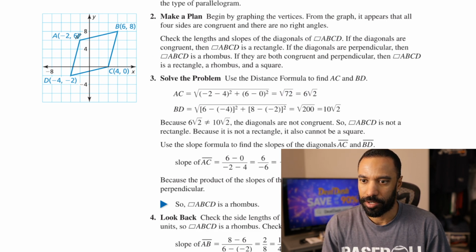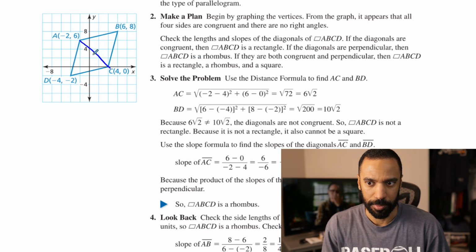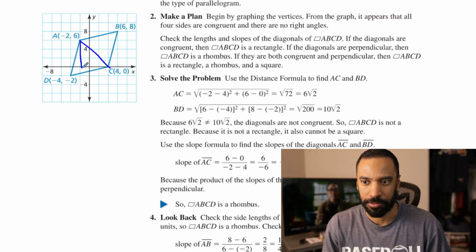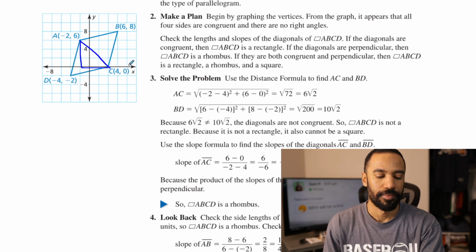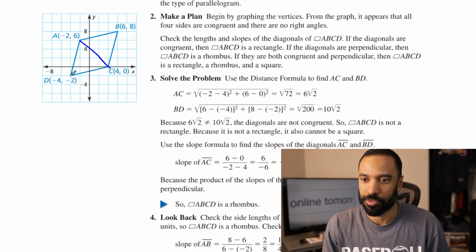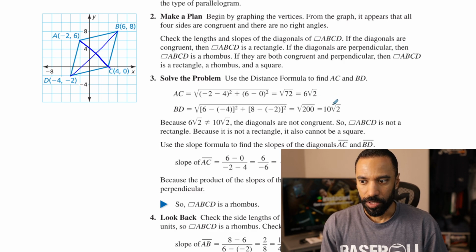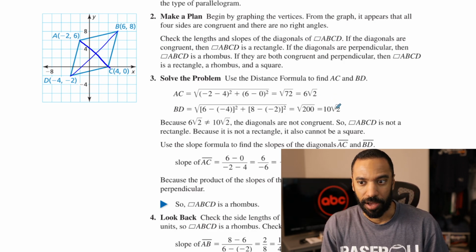So from here, AC, they got 6 root 2 using the distance formula. I'm going to do more of a go down 6 and right 6 kind of thing, which I can use the Pythagorean theorem off of. And then this is 10 root 2 when all's said and done, from D to B. So not a rectangle, right? They went off of those.